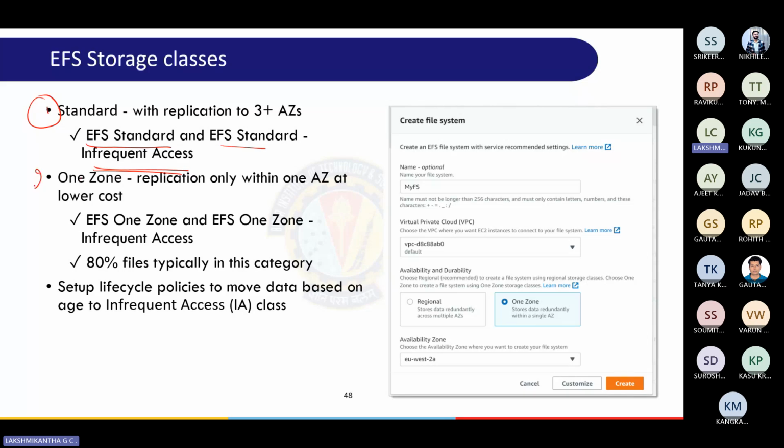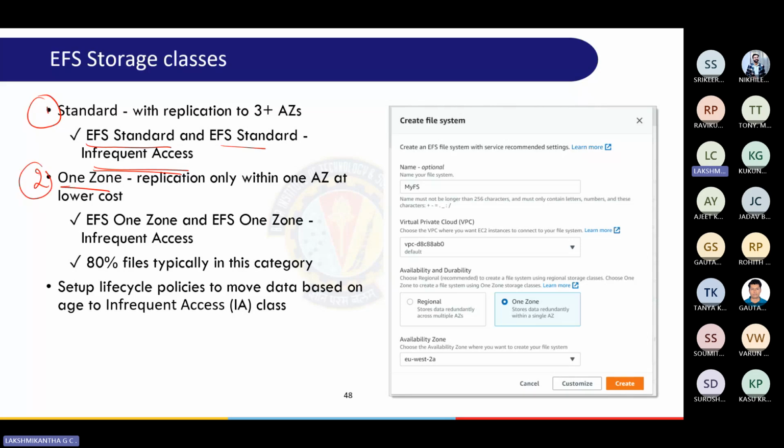And the second one is called one zone, guys. One zone classes. So under this, we have EFS one zone and EFS one zone infrequent access. So let me start with the very first one, EFS one zone. Guys, this class is replicated for durability only within one AZ. Okay, so it is a lower cost option, but this offers less resilience than the standard class. And what about the second one, EFS one zone infrequent access? It is the lowest cost option for non-critical, rarely accessed data, so we are going to use the second one.